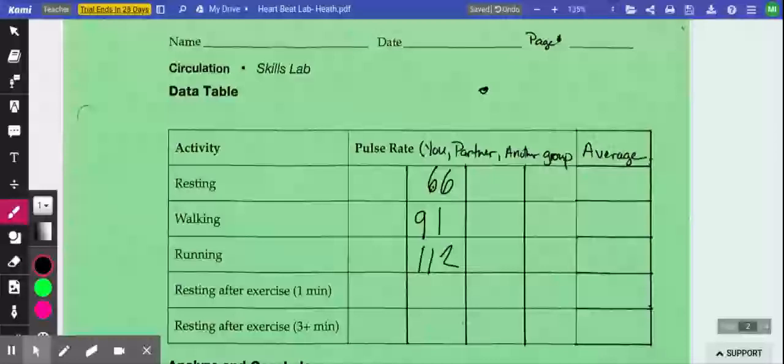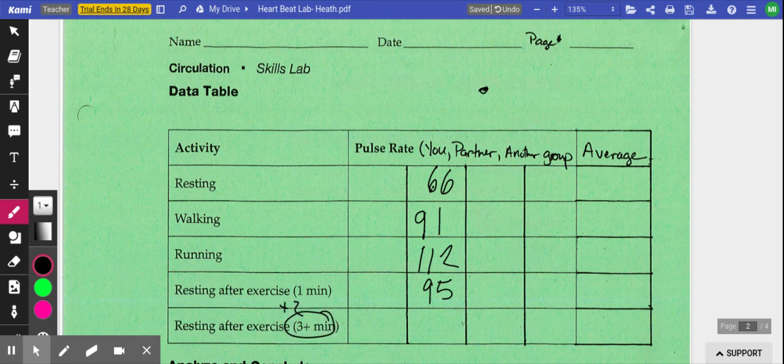Then I rested for 1 minute. I just sat down and set the timer for 1 minute. I rested, and my heartbeat went down to 95. Then I rested for two more minutes, so 3 minutes total, and my heart rate was 68 beats per minute. Now you're going to fill in your information here, whatever it is. But I just want to show you.